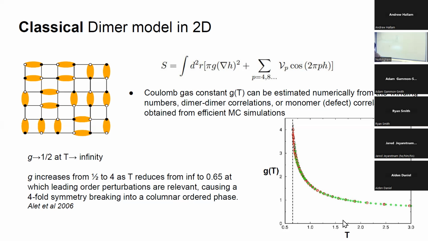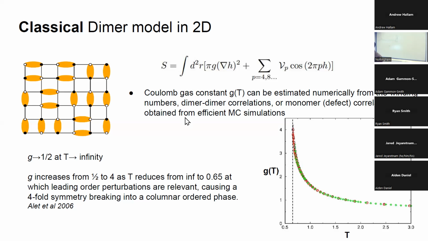And this was studied by Fabian in 2006 at infinite temperatures, where the interaction is effectively zero. G turns out to be half, as shown in this plot, and at low temperatures, G increases.